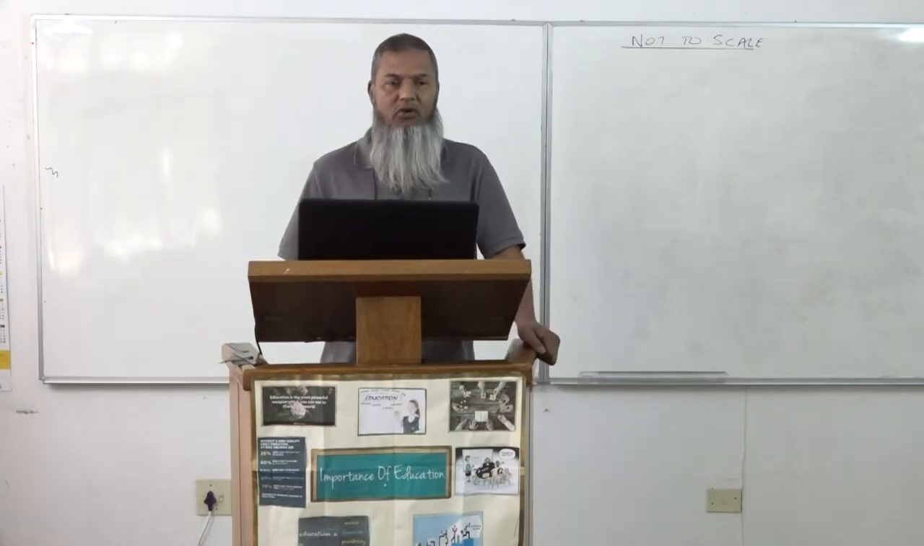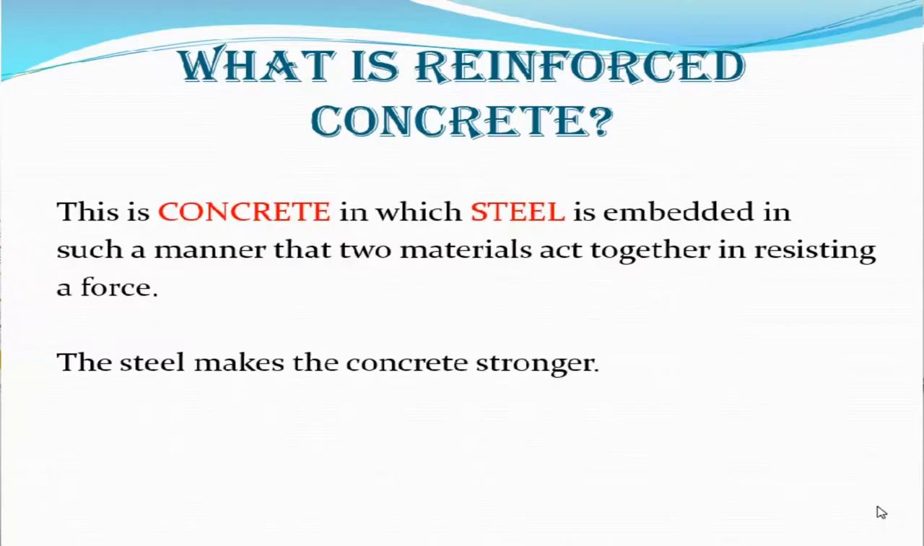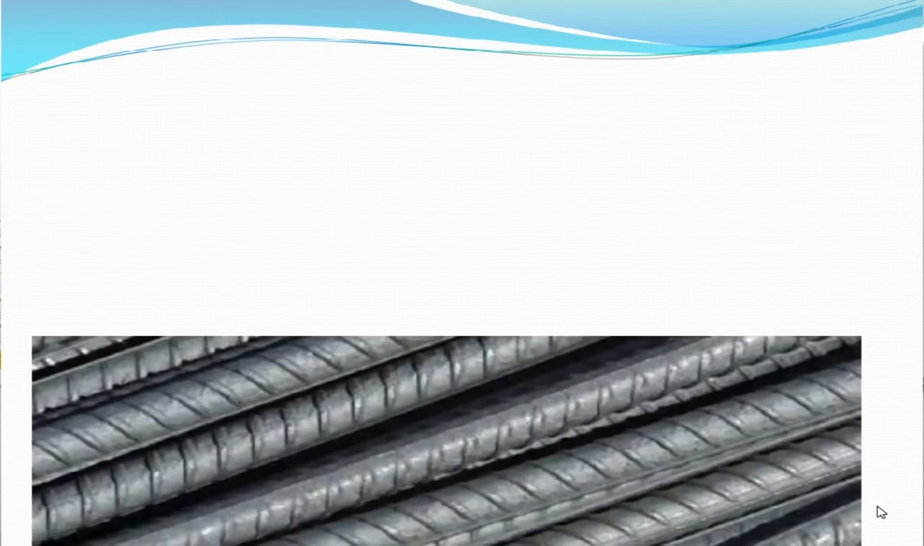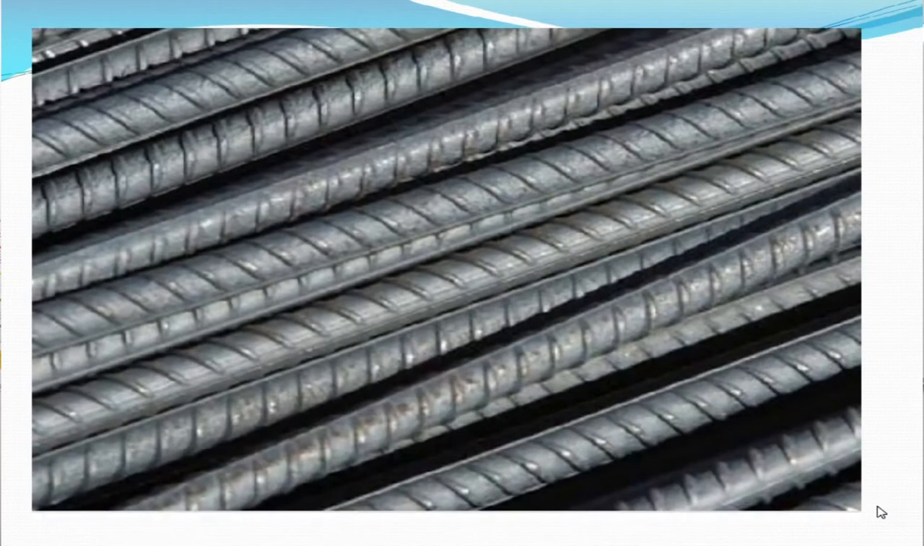What is reinforced concrete? This is concrete in which steel is embedded in such a manner that the two materials act together in resisting a force. The steel, we can say, makes the concrete stronger. Here's an example of some reinforcing steel that we have. As you can see, it's been twisted in such a way that it forms reinforcement. Some more reinforcing steel.